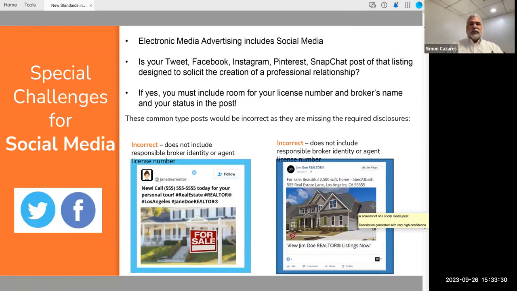Incorrect, it does not include the responsible broker or the agent's license number. If you look at the example on the left side, it says "New, call the number today for your personal tour, real estate realtor, Los Angeles, Jane Doe Realtor," right? This is out of compliance, and therefore this would not be considered within the compliance of the Department of Real Estate and also the California Association of Realtors.